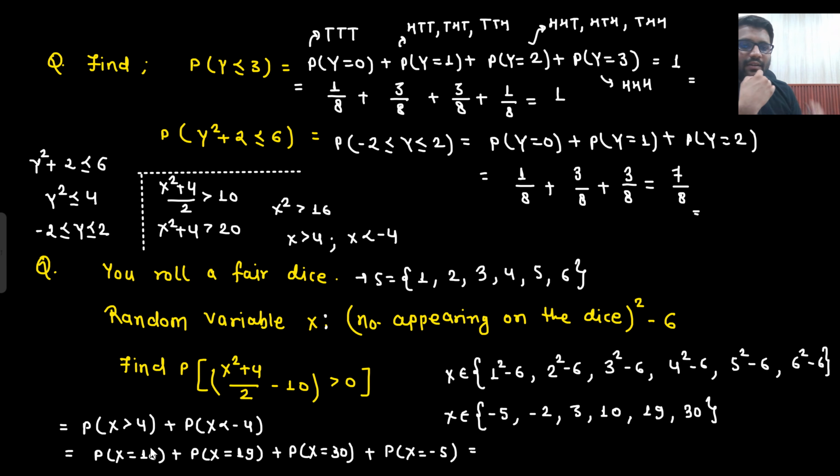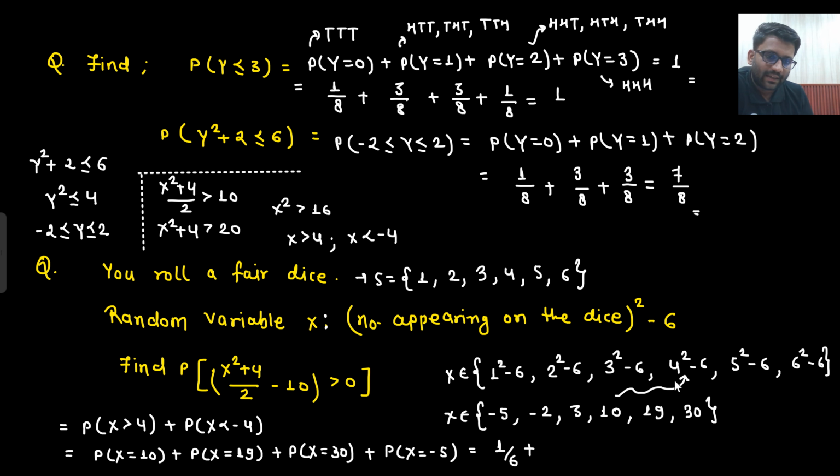Probability of X getting the value 10. So your X will get the value 10 corresponding to this particular thing. What I am saying is the probability of your random variable X taking the value 10. Your random variable X will take the value 10 when the number appearing on the dice is 4. Is that clear to you? When the number appearing on the dice is 4, then your random variable X will take the value 10. That means what is the probability of the number appearing on the dice equal to 4? That is 1 by 6.